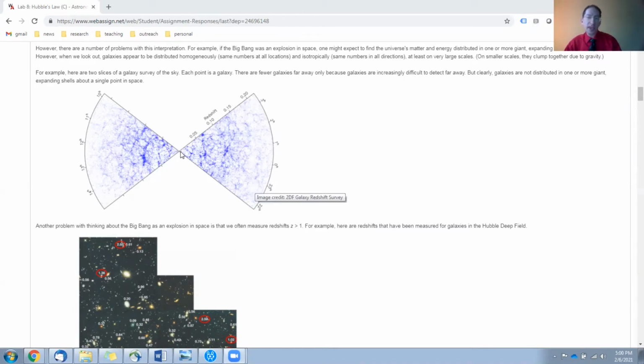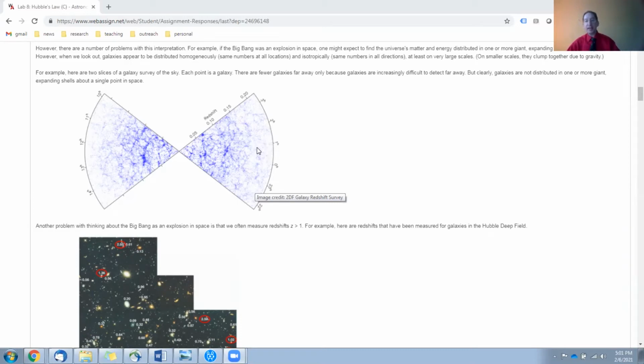We are located at the center of this plot. So you may notice the farther out you go, the fewer galaxies you see. However, this is not because there are fewer galaxies out there at great distances. This is simply because the farther away the object is, the fainter it is, the harder it is to detect, and so we see fewer and fewer of them.